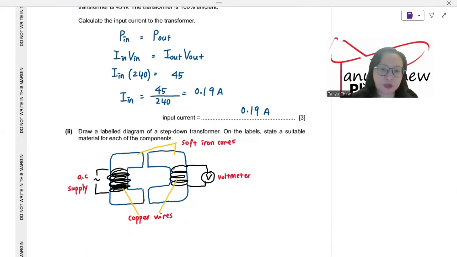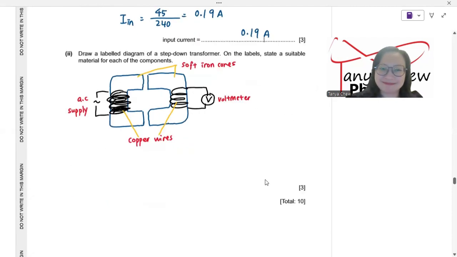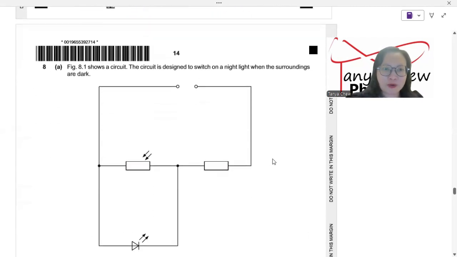So I label the material. These are soft iron cores and this primary coil, and the secondary coil they are using copper wires. Why do we use copper wire? Because copper wire is a better conductor with less resistance. And I connect to voltmeter. You can connect to light bulb. You can connect to resistor. Not a problem.